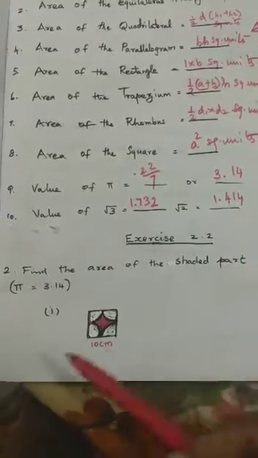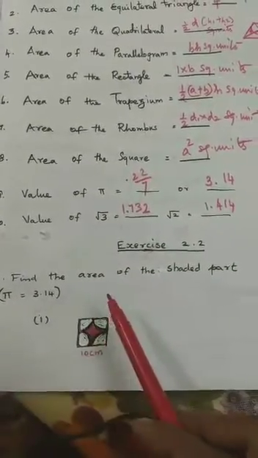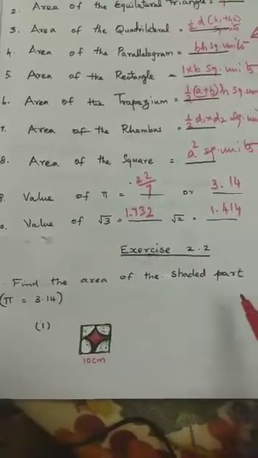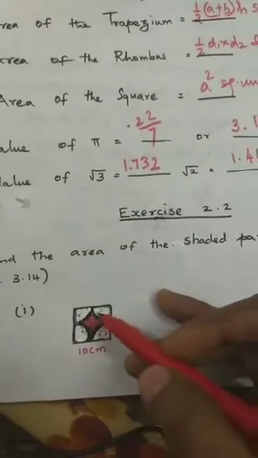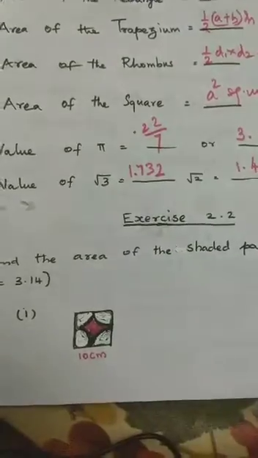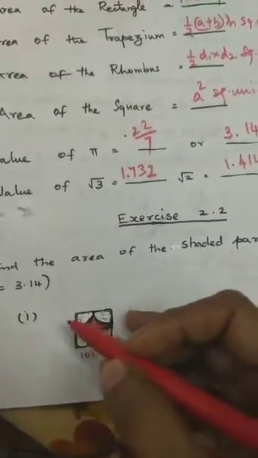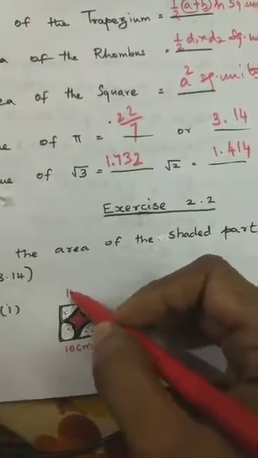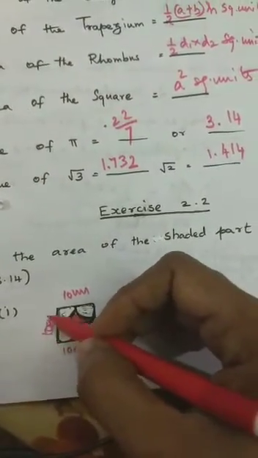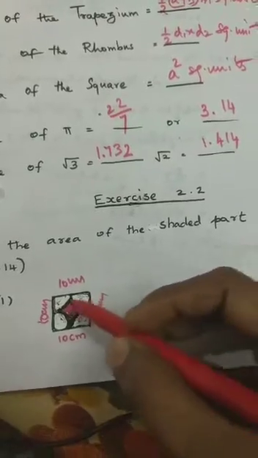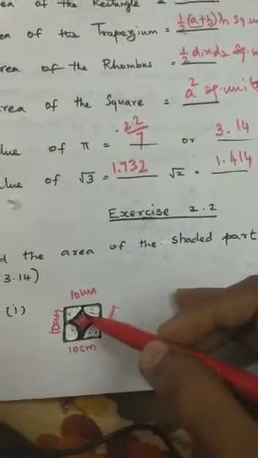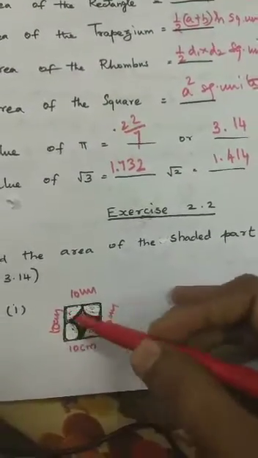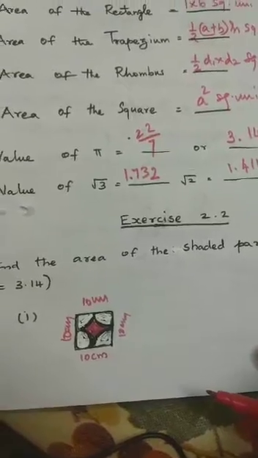Exercise 2.2. Second sum. Find the area of the shaded part, where you have to use pi is equal to 3.14. Okay. This is the diagram. We have to find the shaded region area. It is a shape of square. One side is 10 centimeter, which means all the sides are 10 centimeter. What is the shape of this? It is a quadrant. Yes.